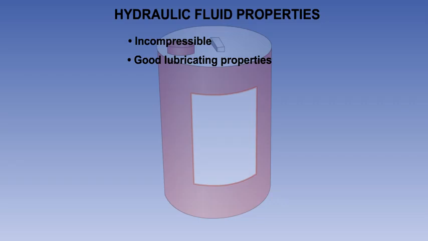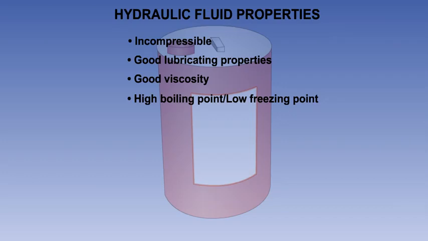Hydraulic fluid must have good lubricating properties for both metal and rubber, as it will be used as the lubricant for all moving parts throughout the system. It should have a viscosity low enough to keep friction to a minimum, but high enough to help prevent leaks. Viscosity is a fluid's resistance to flow. The higher the viscosity, the greater the resistance.